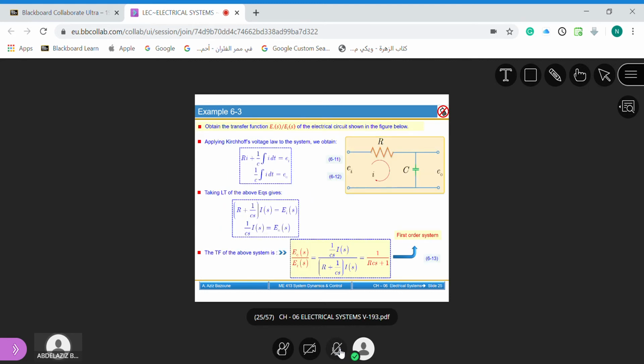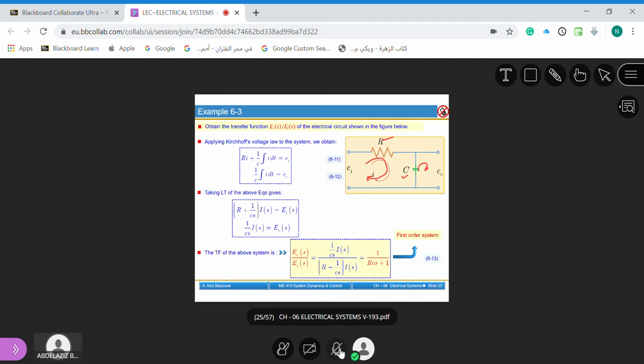We have another system here. They are asking you to find the transfer function, the output over the input. You may see that we have, for example, a resistor and a capacitor, and we can see that we have two loops here, the inner loop, which is I here, and the outer loop here.